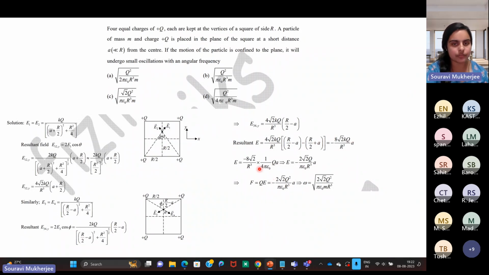So now if this is your expression for electric field, what is the expression for force? Force is equal to Q into electric field, right? At that point. So this is your final expression for the force. Now, as you can see here, it has an expression which is similar to a minus omega square a kind of term, right? Where this term is equal to omega square. So from here, you can find the omega, which gives you the angular frequency.